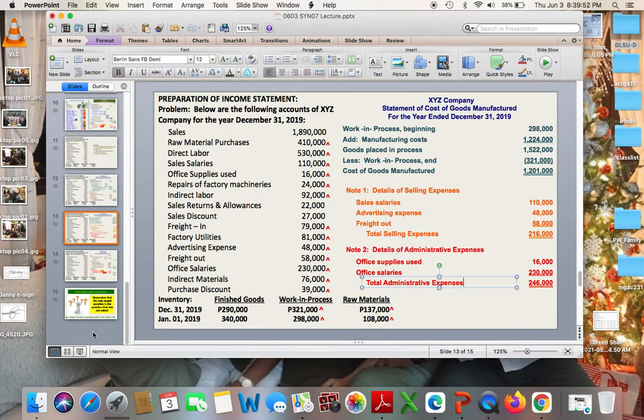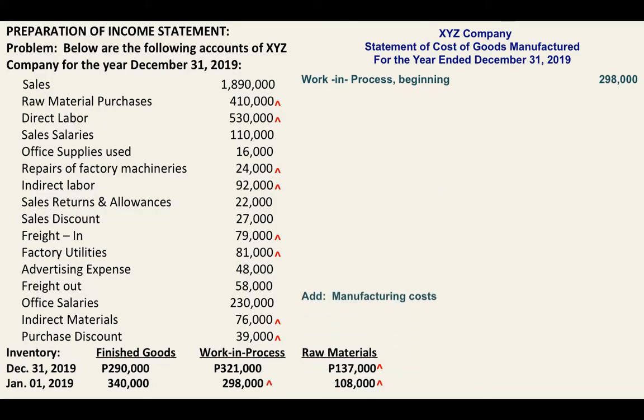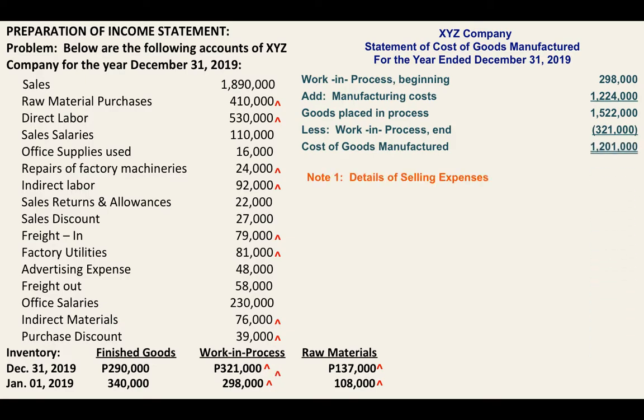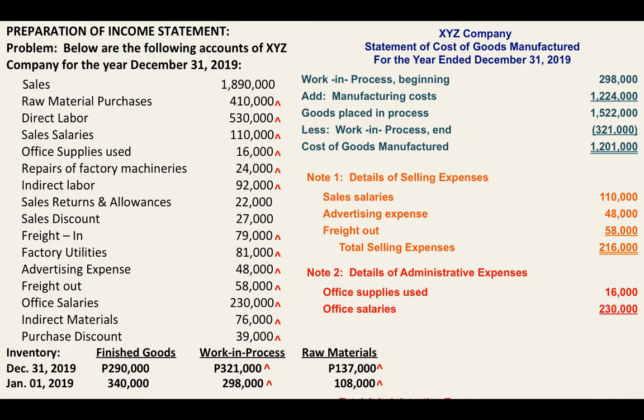Okay. So we have that, the total administrative expenses. And now we were able to complete our notes. Okay, so this is what we have. Now, the last requirement is the preparation of your income statement. So we will be using for our cost of goods manufactured 1,201,000 because we have already prepared this statement. And here we will be using these totals in the presentation of our income statement.